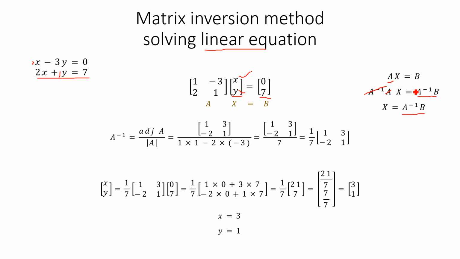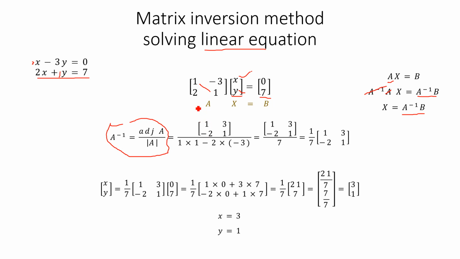Now first we need to find the value of A inverse, and according to matrices we know that the inverse of any matrix is equal to the adjoint of that matrix divided by the determinant of that matrix. Here the inverse of matrix A will be equal to the adjoint of A divided by the determinant of A. For the adjoint of any matrix, we just swap the diagonal terms. Here is 1 and here is also 1, so we have 1, 1, and we change the signs of the second diagonal. This is minus 3, so this becomes plus 3, and this is 2, this becomes minus 2.